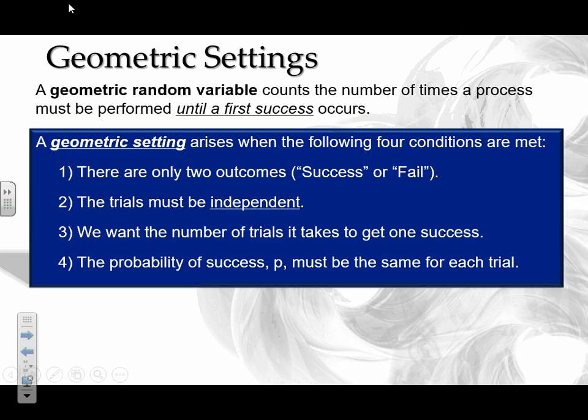So for the most part, your conditions are almost identical. And again, that's why a lot of times it's very difficult to determine which one you're working with. The big one is that number 3. So with a geometric, we're looking for the number of trials it takes to get one single success. Okay?